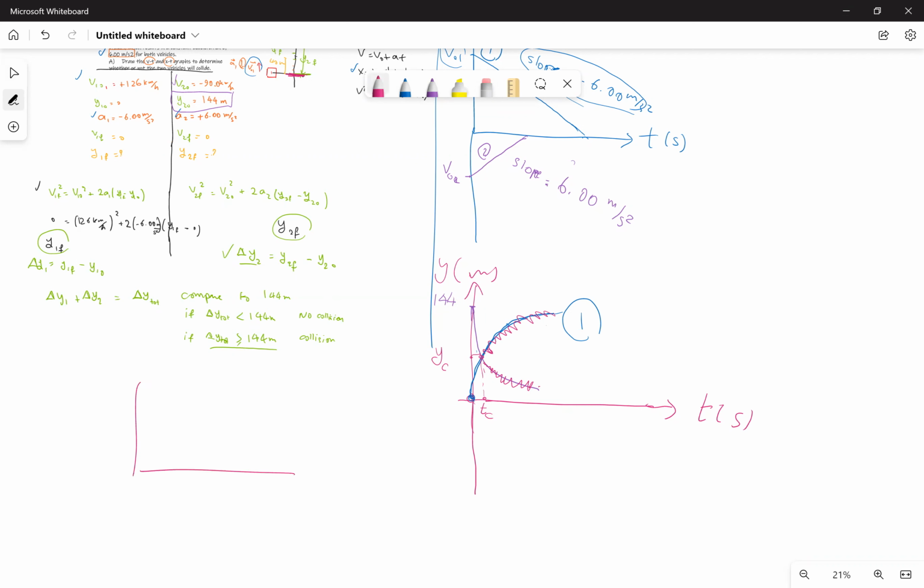So if the two vehicles collide, this axis is going to be in seconds, this is going to be in meters, and this is going to be 144 meters. For car 2, and this is going to be tc. Car 2 was purple, sorry, car 2 we used purple, and for car 1 we used blue, and they're going to collide like this. And this is going to be their position time graph. This is going to be YC.